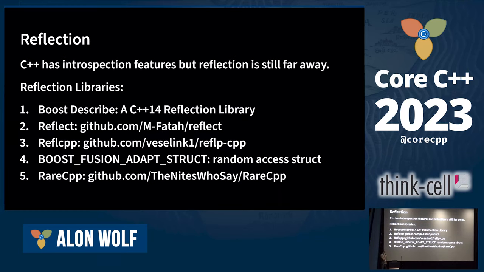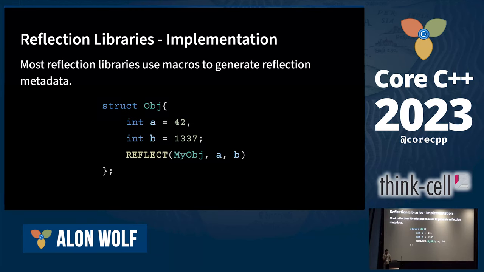Which leads us to our next continuation of the topic, reflection. C++ has many introspection features, but we are still far away from having reflection as part of the language. Here are some libraries that give reflection features that you can use right now. A common thing that many reflection libraries do is that they use a macro to generate the reflection metadata.